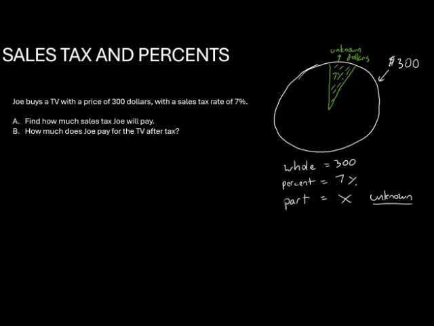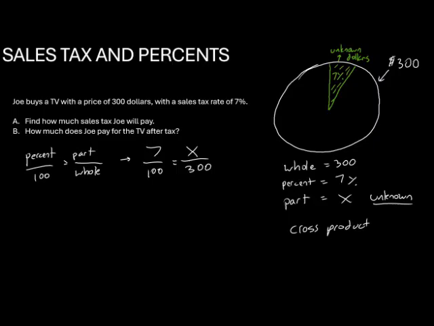To find the sales tax, we can use our percent, part, and whole formula. We'll take the percent over 100 and say that that's equal to the part over the whole. The percent was 7%, so we'll say 7 over 100 equals the unknown part X over the whole, which is 300. And now we will do a cross product to figure out X. We'll take the 7 on top of the first fraction and multiply by the 300 on the bottom of the other fraction.